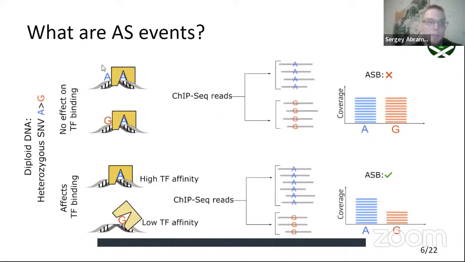So if the variant does not affect binding of the transcription factor, we would expect an equal amount of reads coming from each of the alleles in a ChIP-seq experiment. By contrast, if the substitution affects binding of the transcription factor, we expect there will be imbalance in allelic read counts, with more reads coming from the allele with a higher affinity to the transcription factor. If this imbalance is significant, we call such an event an allele-specific binding event, or ASB.